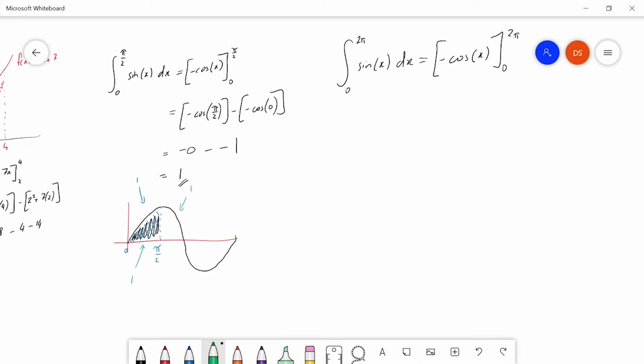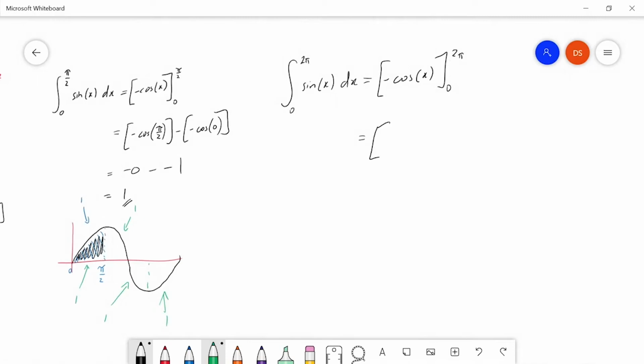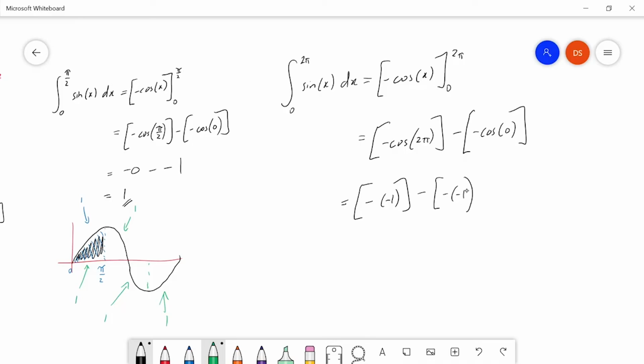This probably has an area of 1. This has an area of 1. This has an area of 1. So what I'm expecting is 4. Let's see if we get 4. So we plug in 2 pi, and we plug in cosine of 0. And what we get is negative 1 minus negative 1, which is 0, which is not 4. And so this is a huge disappointment for us.